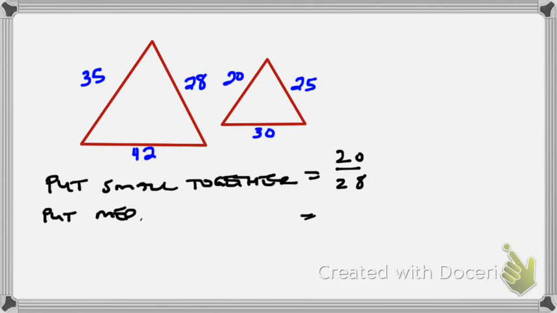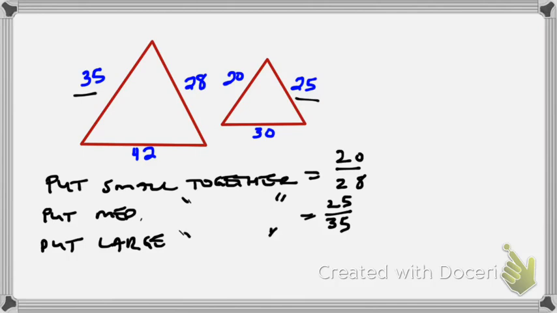So then I'm going to end up with, what's my medium one? My medium one's 35 here, and the one in between here is 25. So I'm going to have small over large in this case. I'm going to have 25 over 35. And then I'll put the large ones together. And putting the large ones together is going to give me 30 over 42.